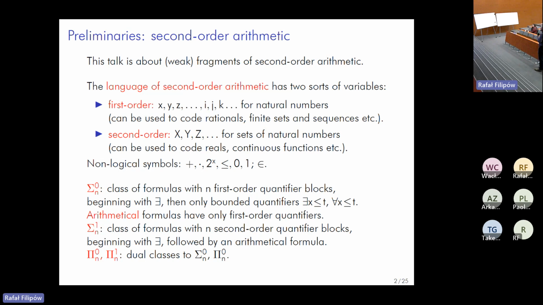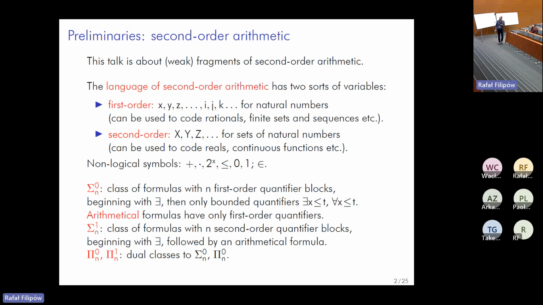And the idea, of course, is that once you have natural numbers, you can use them to code other finite objects like rationals or finite sequences and so on. And the second order objects, the sets of numbers, you can use them to code reals, continuous functions. If your theory is strong enough, you can code the Borel and analytic sets and so on and so on.